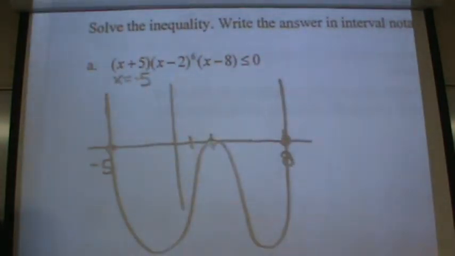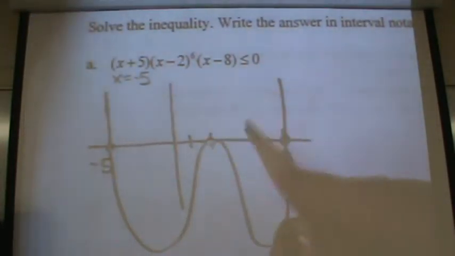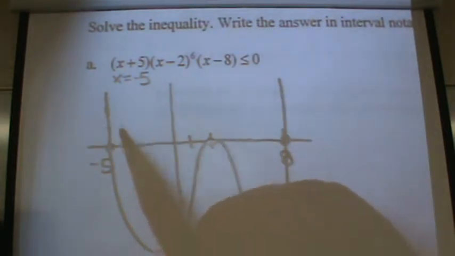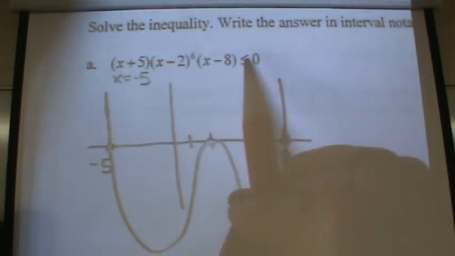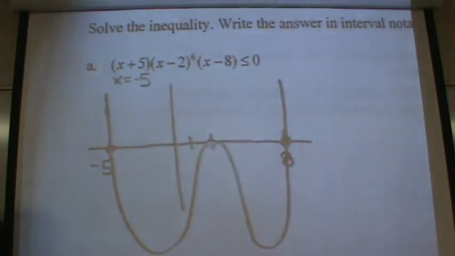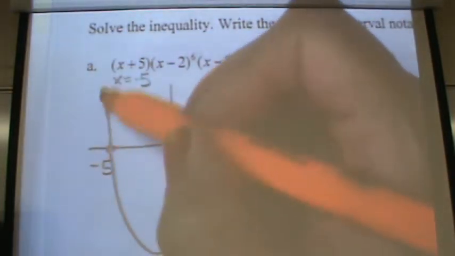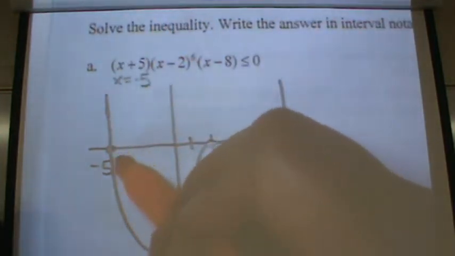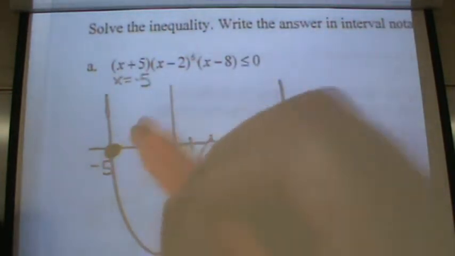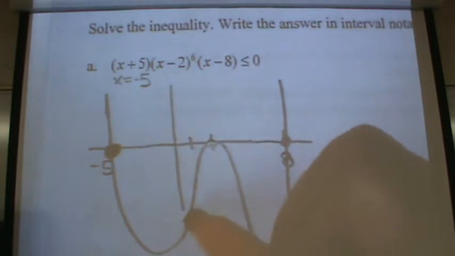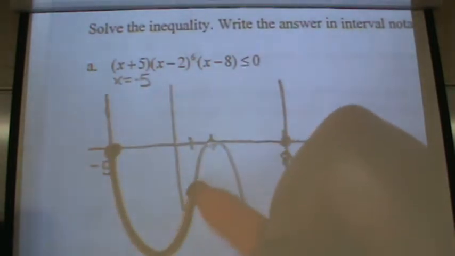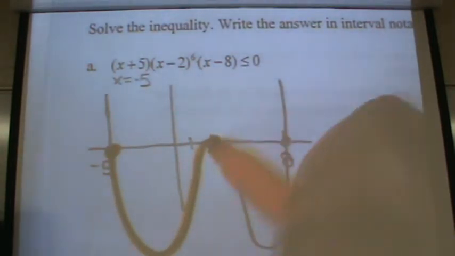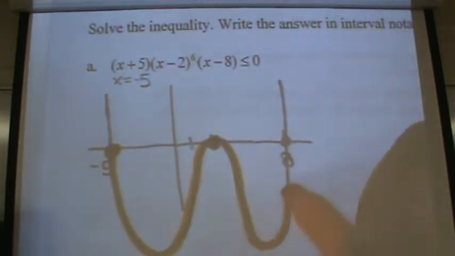So now I want to know, here's the graph of it. I want to know what part of this graph is less than or equal to 0. If you had to color it in, what would you say? Everything less than or equal to 0. So, do I color this in right here? No. Do I color this in, -5? Yes. Do I color this part in? Yes. Do I color this in? Yes. How about this? Yes. And this? Yes.